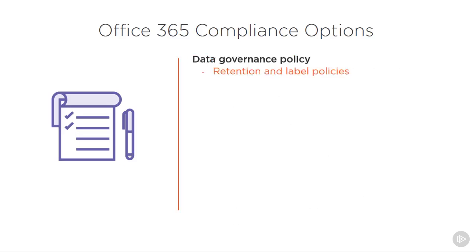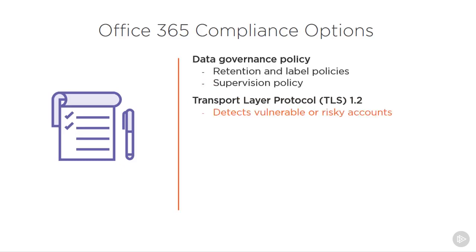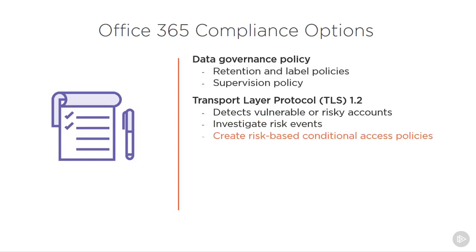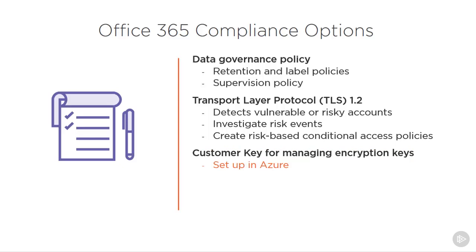And this includes retention and label policies as well as supervision policies. We discussed that in that previous module as well. We have the Transport Layer Protocol TLS 1.2, and this can be used to detect vulnerable or risky accounts. We can investigate risk events, and we can create risk-based conditional access policies. We have also what's called Customer Key for managing encryption keys. This is set up in Azure.